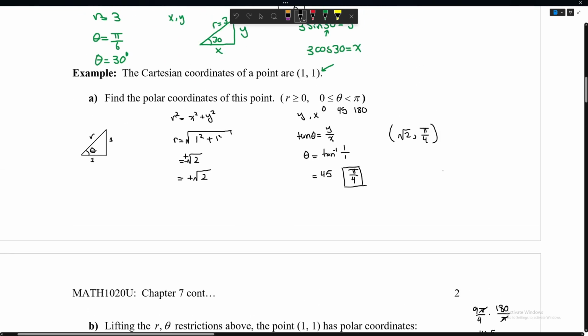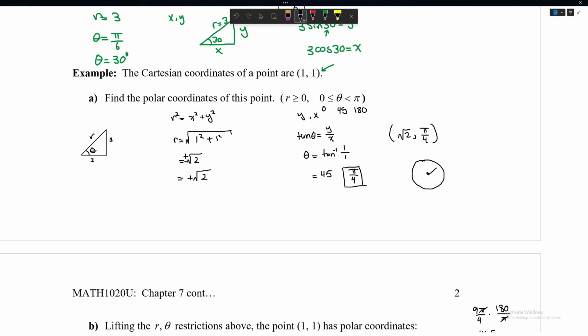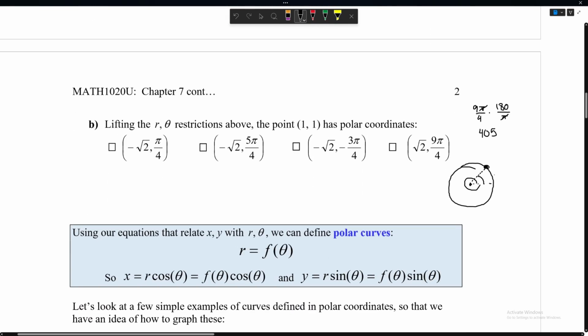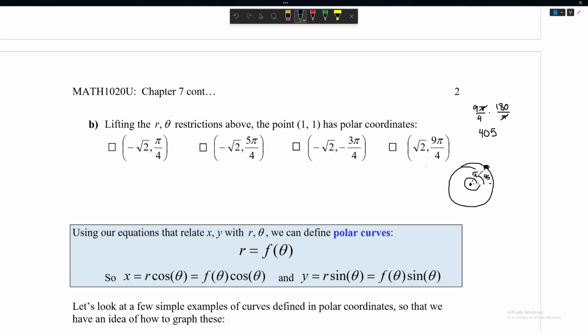Right? And if we look up here, we are the same thing. 45 angle. This is your 45 and this is your root 2. And so when we look down here, we are in the same position, which is 45 and root 2. So this is correct. Now let's look at this.